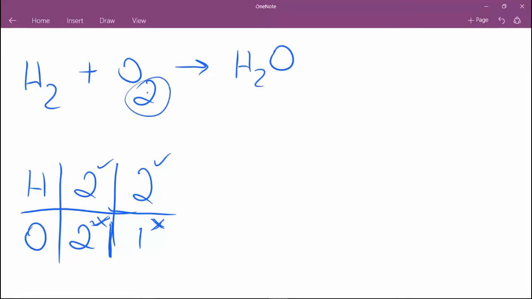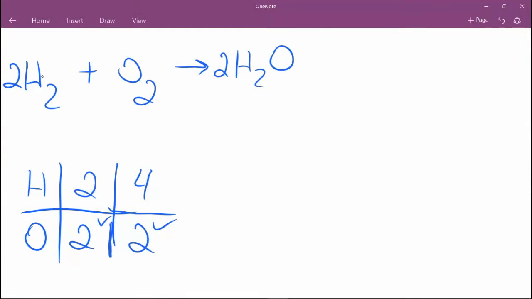I have 2 oxygens right here. To balance those, I need to put a 2 as the coefficient in front of water. That makes it so that I have 2 oxygens on each side, but I no longer have 2 hydrogens on each side. Now I have 4 hydrogens on this side, and I only have 2 on that side. So they are no longer balanced. But that's okay, because all I need to do is put a 2 as the coefficient in front of that H2, and now I have a balanced chemical equation. They are balanced.